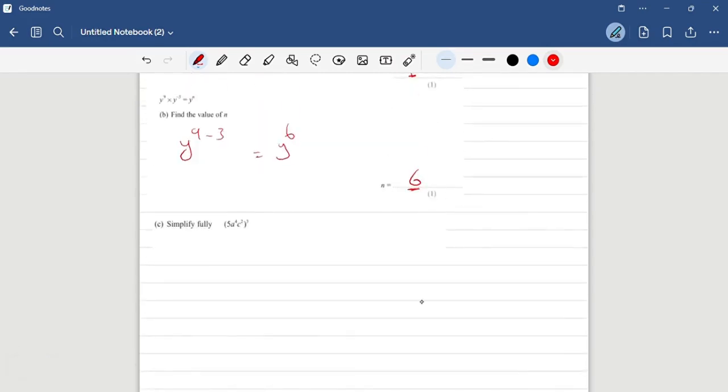Here he says this is all to the power 3 and I need to simplify. So I have to distribute the power, so it would be 5 to the power 3, a to the power 4 all to the power 3, c to the power 2 all to the power 3. 5 to the power 3, of course we know, is equal to 125, and if I have two powers over each other, I have to multiply them together, it will be 12. This is multiplying them together, it will be 6. You understand this part?